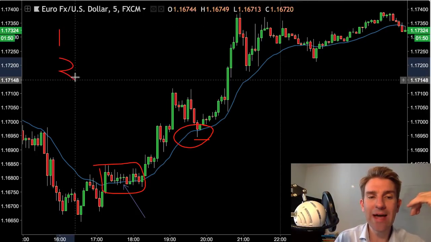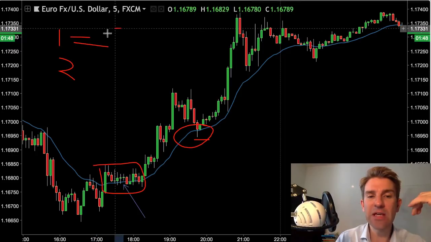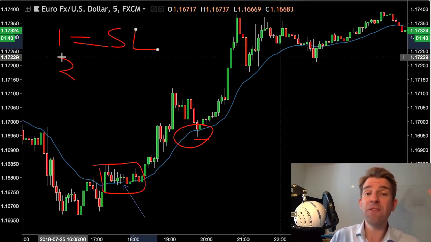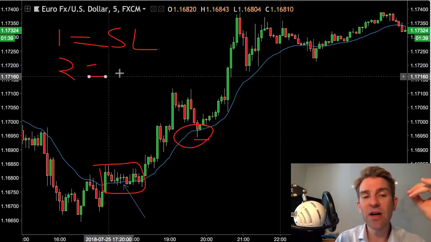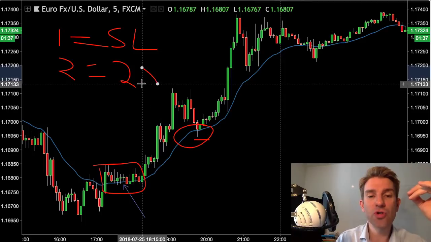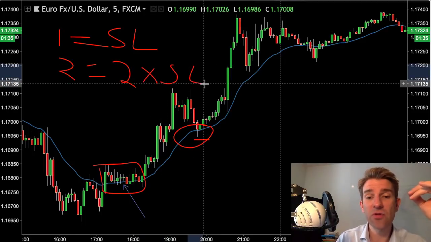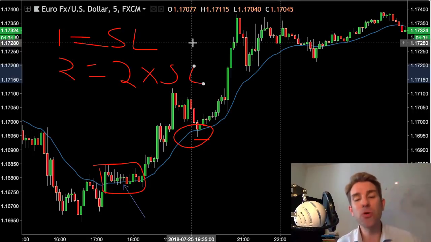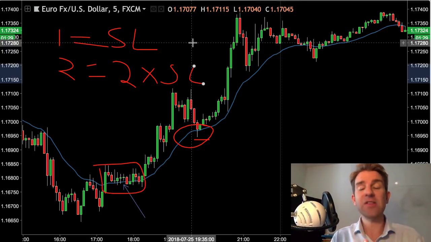So you can have 2 exits. The first one is going to be equal to the stop loss distance. So if your stop loss distance is 6 pips, 15 pips, 12 pips, whatever it is, that's your first target. Your second target is going to be twice your stop loss distance. So if your stop loss distance again is 6 pips, it's going to be 12 pips. It's going to be 12, it's going to be 24. You get the idea. So very simple, very methodical strategy.